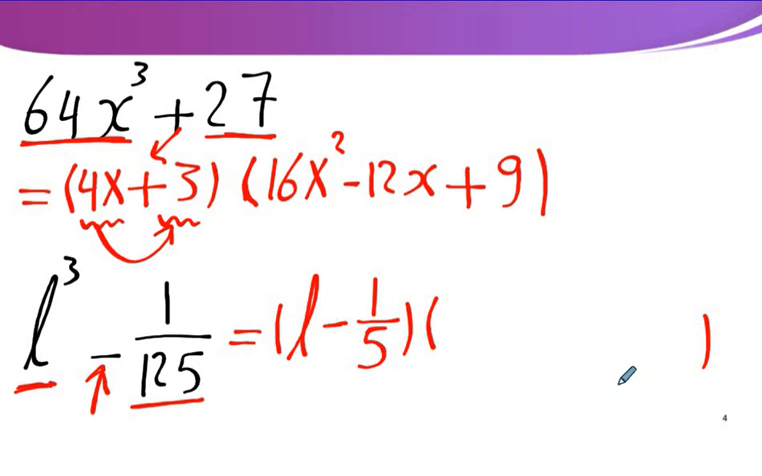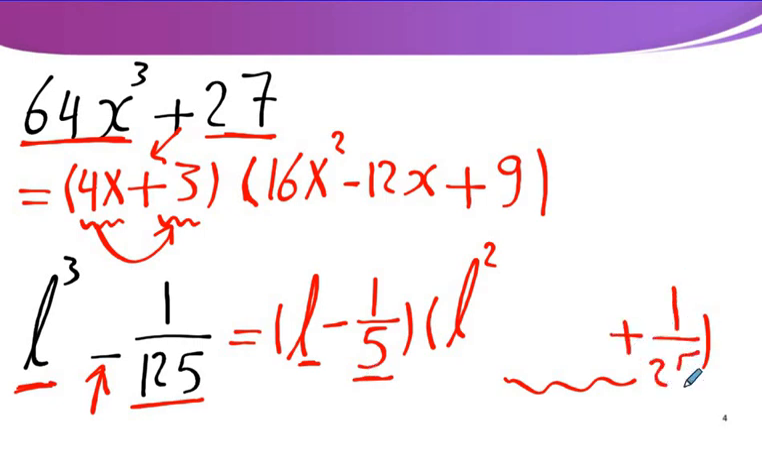To find this, multiply the first term by itself. L multiplied by L, L squared. Negative 1 over 5 multiplied by negative 1 over 5, positive 1 over 25. Multiply the first by the second. L multiplied by negative 1 over 5 is negative 1 over 5L, so it will be positive 1 over 5L. Another example.